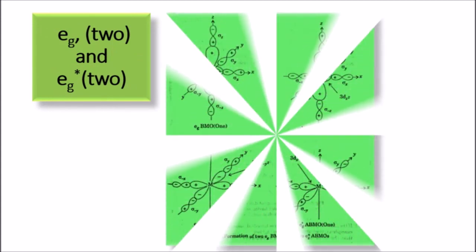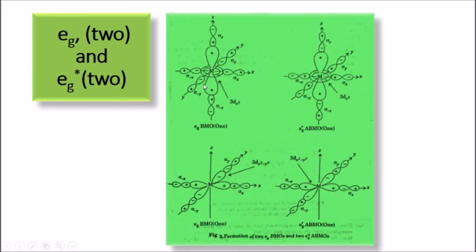Now for Eg BMO and ABMO, here also you can see that minus is going to interact with minus, and plus is going to interact with plus, that is a positive interaction, and that is going to form Eg BMO, while here plus is going to interact with minus, so this will give Eg star ABMO. Similarly for x square minus y square, plus and plus, minus and minus interact with each other, that is a positive interaction, and it's going to form Eg BMO, and plus minus, minus plus is a negative interaction, resulting in Eg star ABMO.